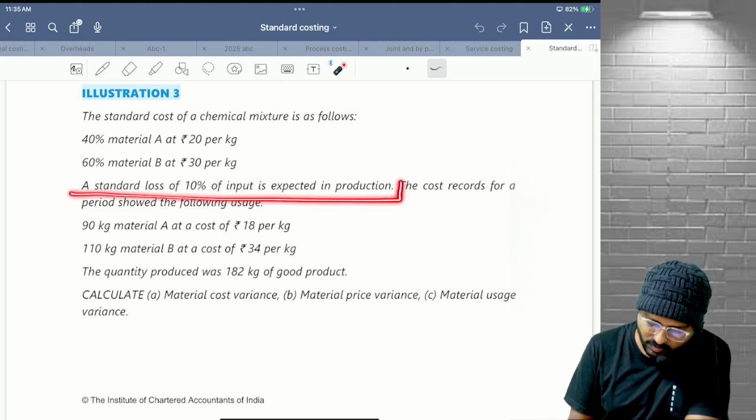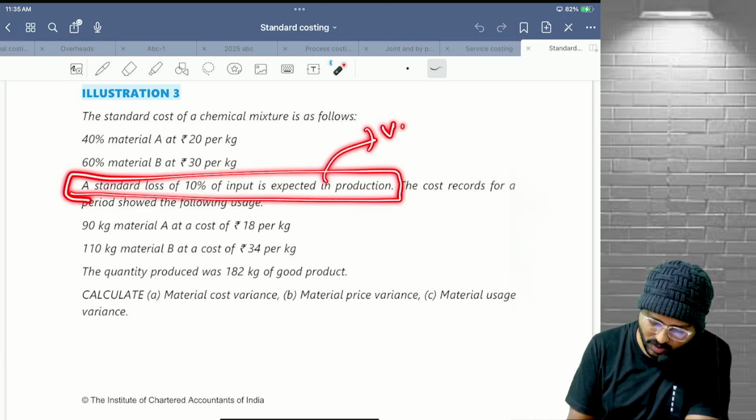Next. Standard loss is 10% of input is expected in production. The moment you see this sentence, what you should understand? This is related to what variance?